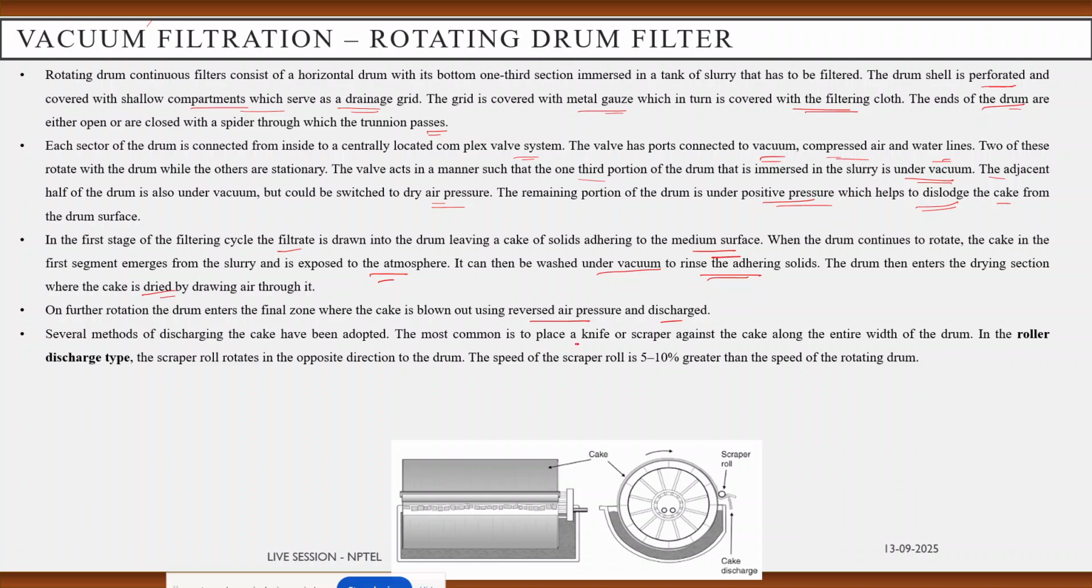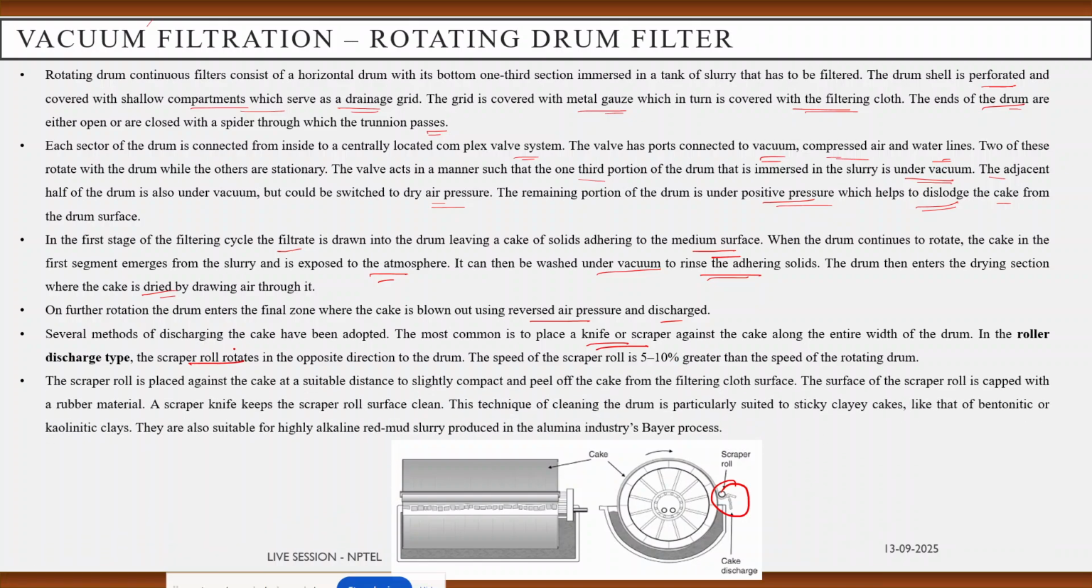There are several methods followed for discharging the cake. The most common is using a knife or scraper against the cake along the entire width of the drum. You can see there is one scraper. In the roller type discharge rotating drum filter, scraper rolls rotate in the opposite direction, which helps to scrape the cake layer off the surface of the medium.